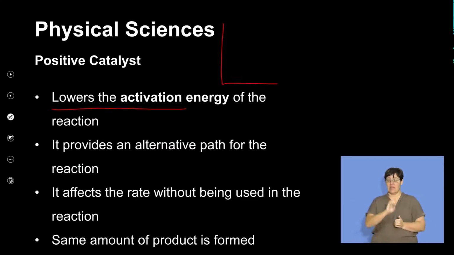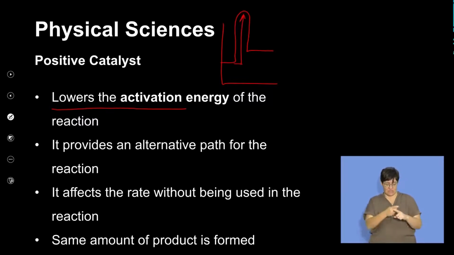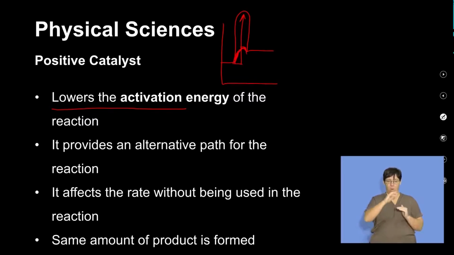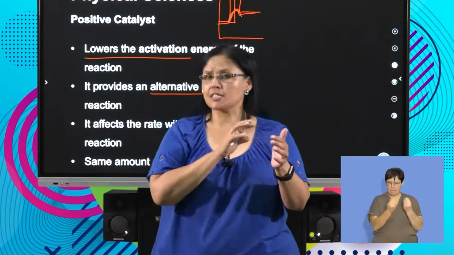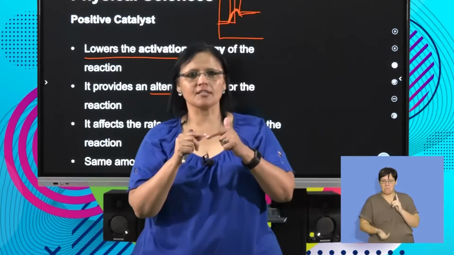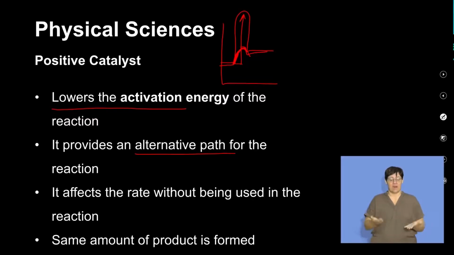If we look at an energy profile, if that is my activation energy, when I have a positive catalyst, I will have an alternative path, a path that leads to my product faster. Remember, it's the same amount of product, we just reach the product stage faster. So it provides an alternative path by lowering the activation energy. You need to know it's not used up in the reaction, and the same amount of product is formed.